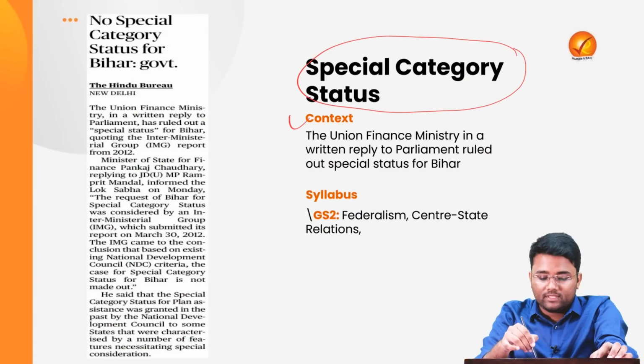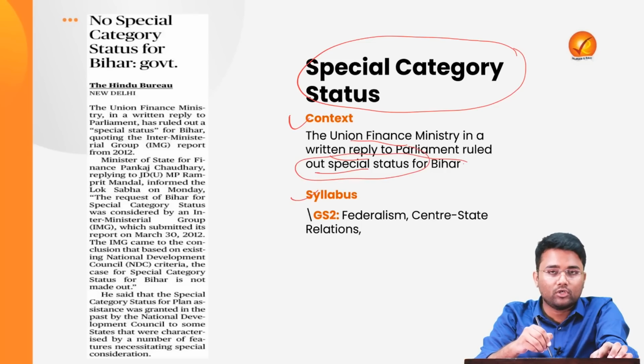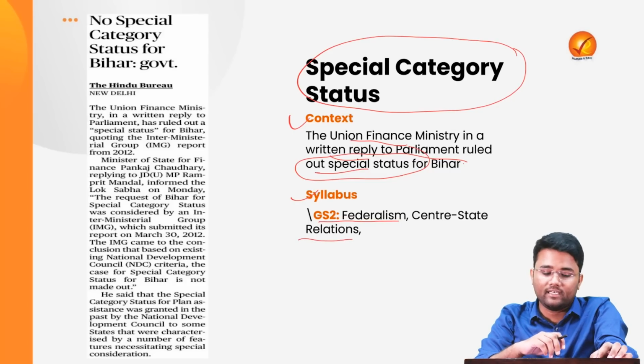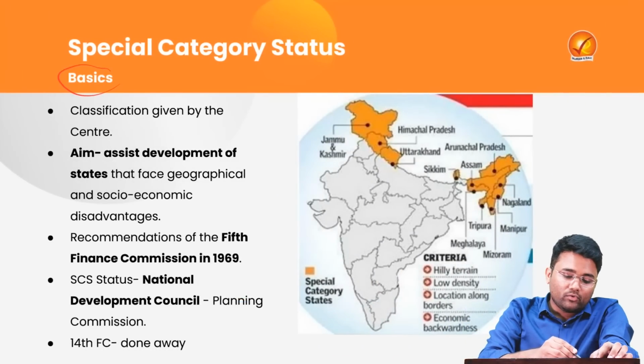Our next topic is special category status. The context of this topic is that the Union Finance Ministry, in a written reply to Parliament, ruled out special category status for Bihar. This particular topic pertains to the syllabus of your GS paper 2, Federalism, Center-State Relations. So let's try to look into the basics first.